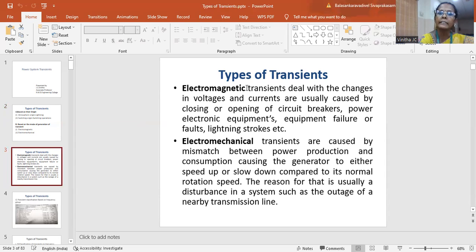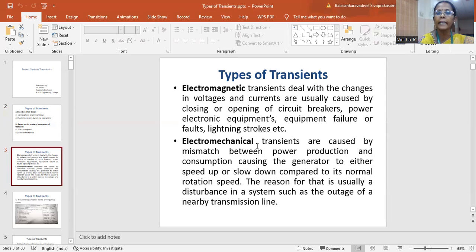First, electromagnetic transients. We know that transients are created in a power system due to the presence of inductance and capacitance in the circuit. Due to the presence of electromagnetic elements, that is inductance, the electromagnetic transients will be created. These electromagnetic transients are the changes in voltage and currents caused by the opening and closing of circuit breakers or any other power electronic components, equipment failure, or any other faults, lightning strokes, etc. These are the examples of electromagnetic transients.